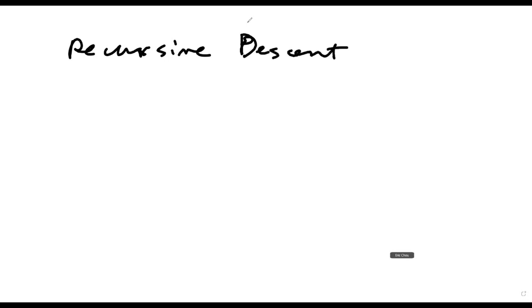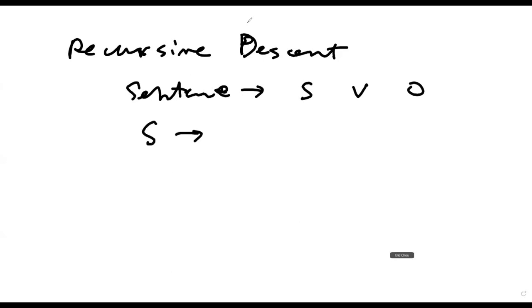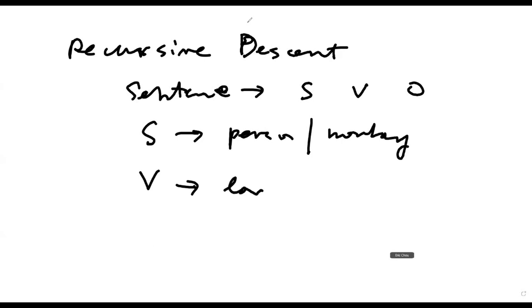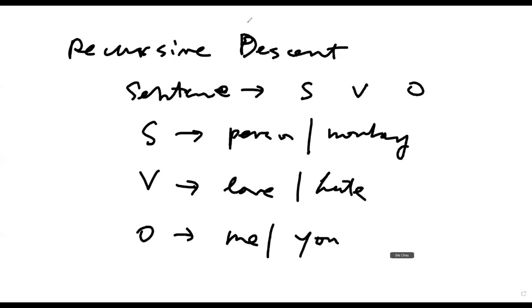Let's assume that we have a monkey language. A sentence is defined as subject, verb, object. Subject is defined as a person or monkey. Verb can be defined as love or hate. Object can be me or you. This is a so-called monkey language. It's very simple.